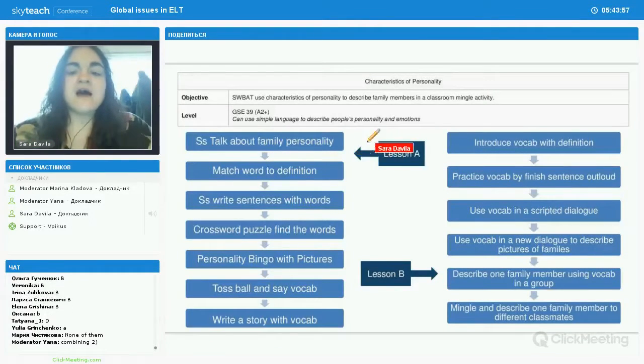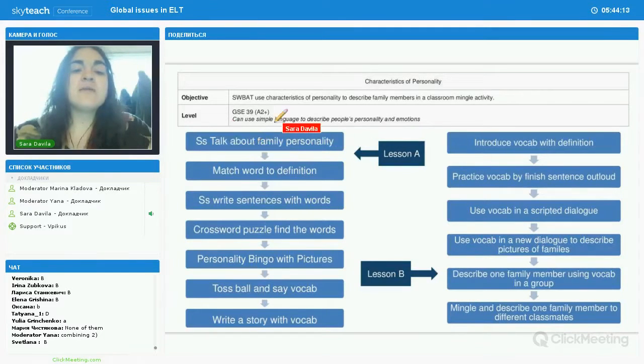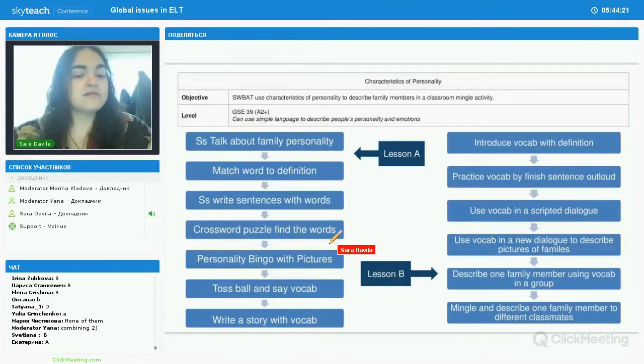Let's look at lesson A. Of the two lessons, I can see very quickly, just by looking at the lessons, that lesson A has a larger number of activities inside of the lesson. But let's look at how those lessons build to support our student learning. First, we're talking about our students' family and personality. Then we're matching the word to the definition. In lesson A, we would write sentences. We have a crossword puzzle. We have a bingo activity. We have a toss ball activity. And then finally, our students write a story with the vocab.